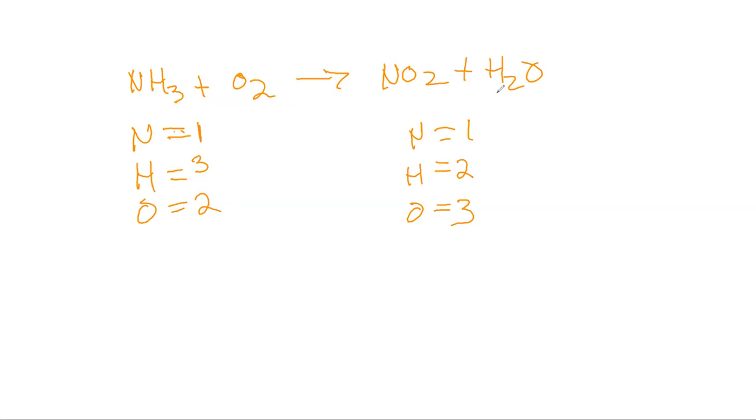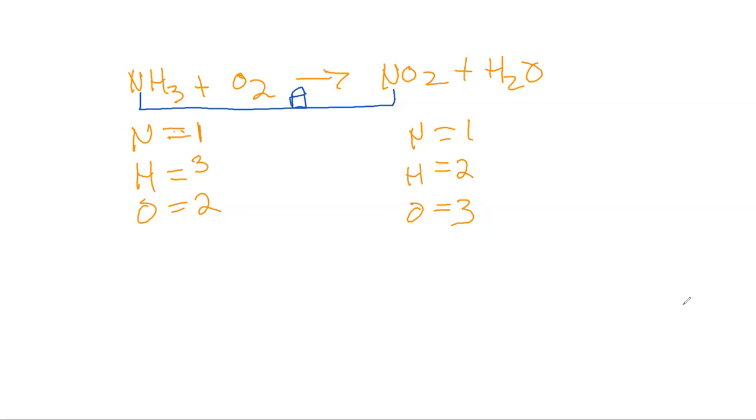Instead, I'm going to start with my nitrogen. We can see that we have one on either side, and so that's good. That means that my nitrogens are balanced. And so what I'm going to do is connect them, and then I draw a little lock like this. What that tells me is that those two coefficients are locked in to each other.